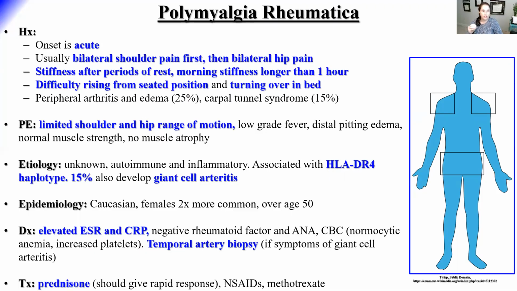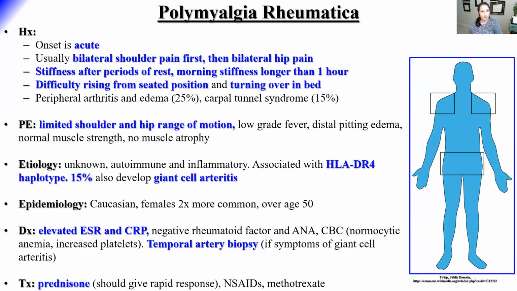For diagnosis for this, we have our non-specific inflammatory markers. The erythrocyte sedimentation rate and the C-reactive protein will be elevated. A pertinent negative is that they will have a negative rheumatoid factor and a negative ANA. If they have symptoms that are consistent for temporal arteritis, we know that the definitive diagnosis is going to be a temporal artery biopsy.